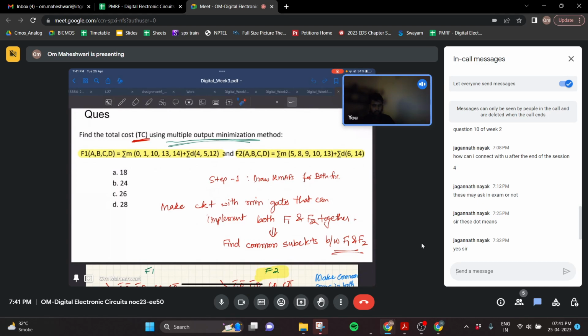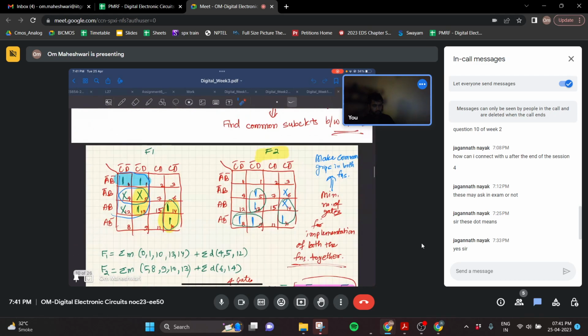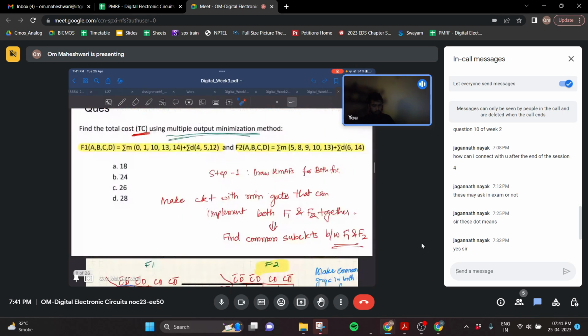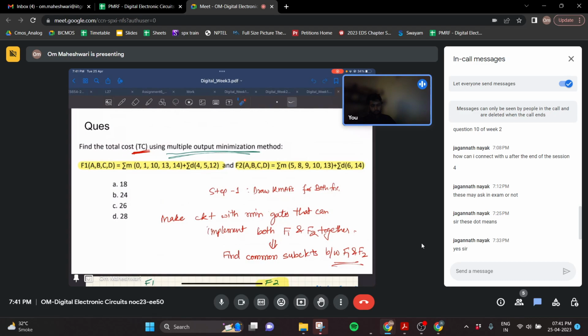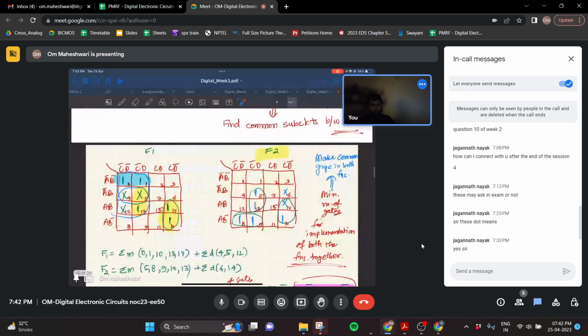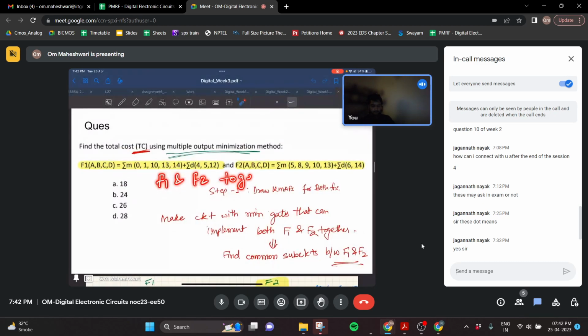Find the total cost using multiple output minimization. So what does it mean is that you have two functions, f1 and f2. You want to find the minimum number of gates required to implement these f1 and f2 together. That is the minimum total cost, right?